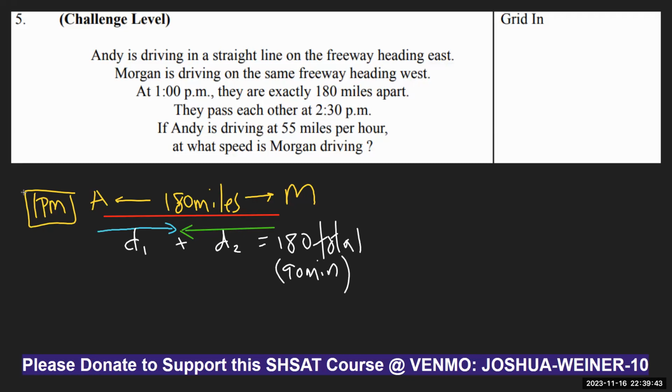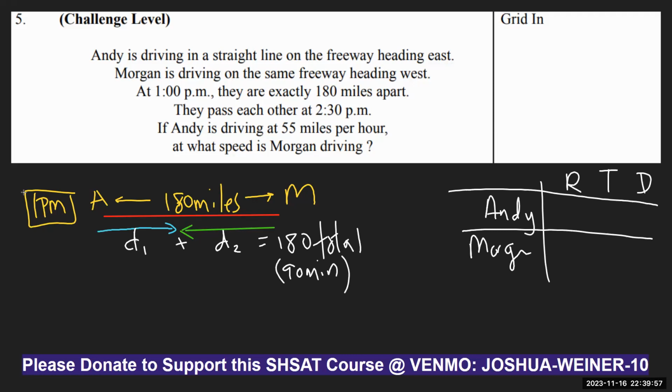So, maybe we'll set up a chart. Here's Andy, and here's Morgan, and her speed, the time, and the distance covered. Andy's going 55 miles per hour. The time is 1.5 hours because they told us that they're going to pass each other at 2:30.